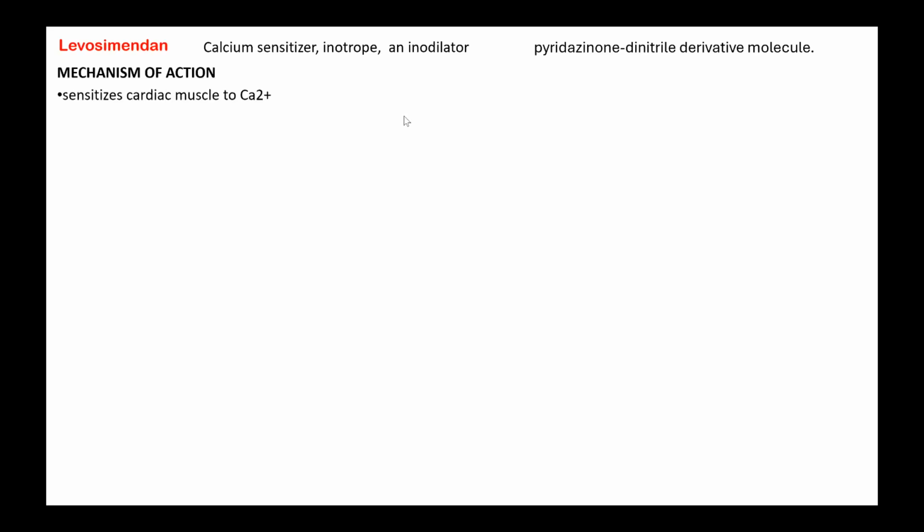The mechanism of action: it sensitizes the cardiac muscle to calcium and stabilizes troponin C in a conformation that triggers and maintains contraction. So, what are the 3 troponins that we have in the cardiac musculature? Troponin C, troponin I and troponin T. What is the function of each?